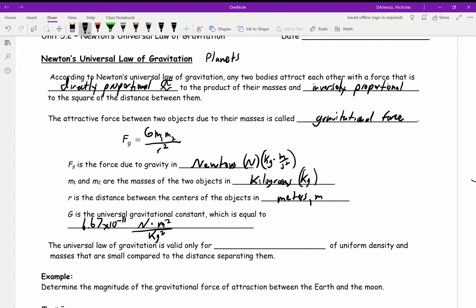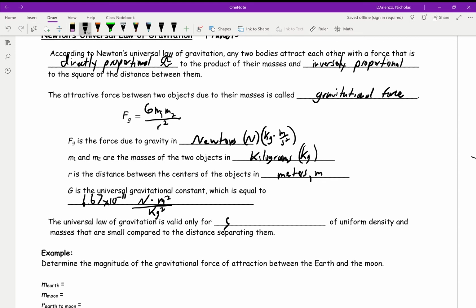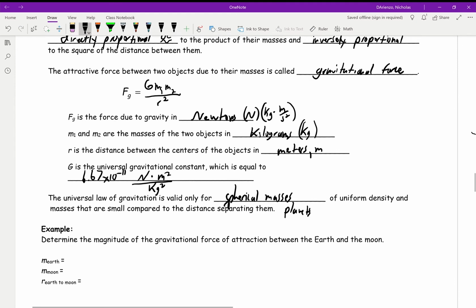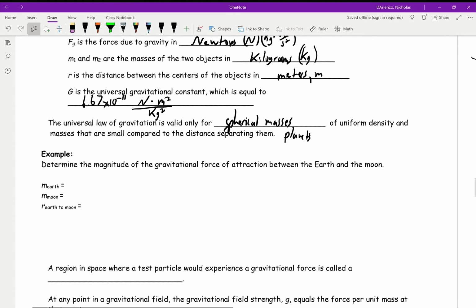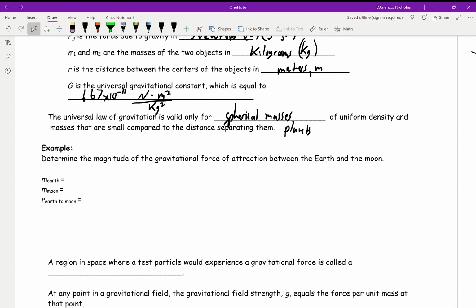Now this law is only valid for spherical masses because they're going to be pretty much uniform shape, size, density. So we're only going to refer to this for spherical masses of uniform density and masses that are small compared to the distance separating them, and that referring to planets.